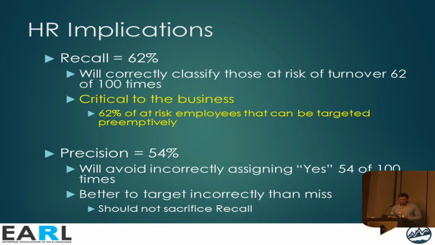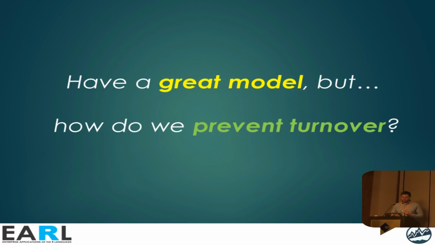So typically in these types of analyses, precision isn't as important for this particular problem, but it's certainly something that you don't want to just let precision drop off the map and fully go down to zero. So 54%, that was acceptable in our eyes. Obviously, you can do some other things too, some more sophisticated stuff to really optimize this model for both recall and precision. Okay. So we've got a great model using H2O, but how do we prevent turnover?